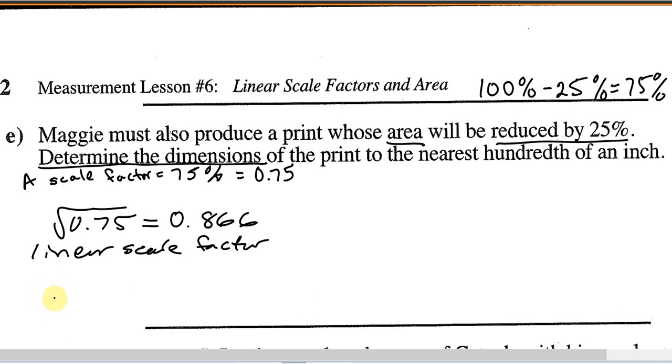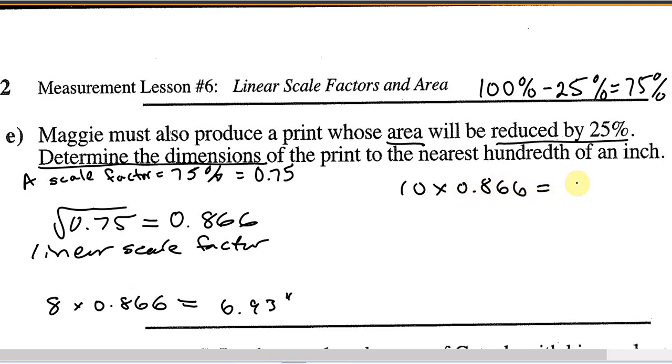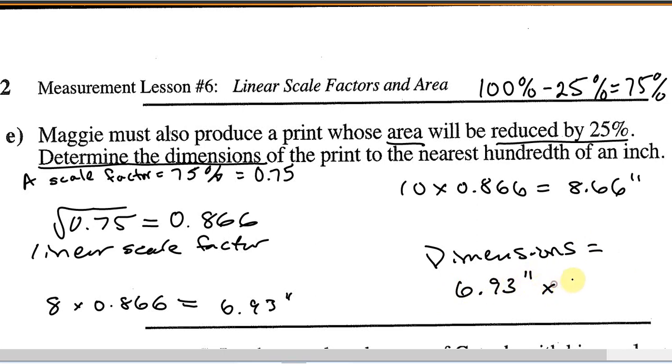So those dimensions again were 8 by 10. So multiply 8 by 0.866 to get 6.93 inches. And do the same for the other dimension. 10 times 0.866 to get 8.66 inches. So our dimensions are 6.93 by 8.66. That's all. Thanks.